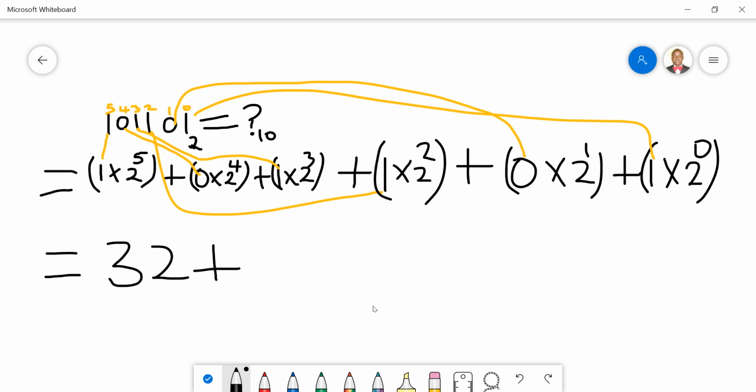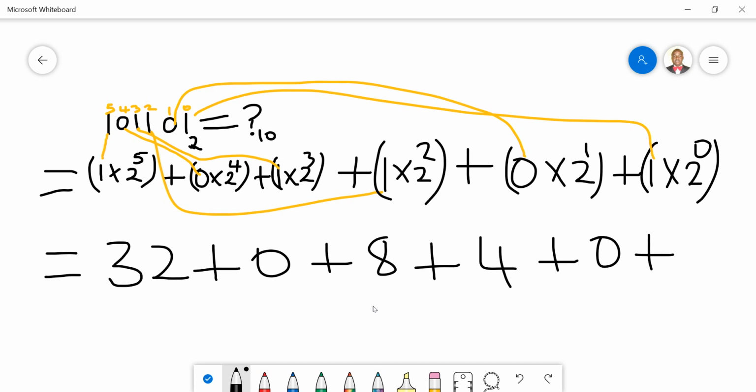Plus, because 0 multiplied by 2 to the power 4 is 0, plus 1 multiplied by 2 to the power 3. 2 to the power 3 is 2 multiplied by 2, which is 4, multiplied by 2, which is 8. So here we have 8, plus 1 multiplied by 2 to the power 2, which is 4, plus this one, because it's multiplied by 0, is 0, and the last one, 2 to the power 0, is 1, so the last one is 1.